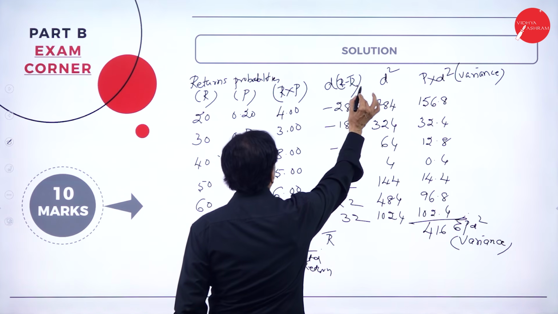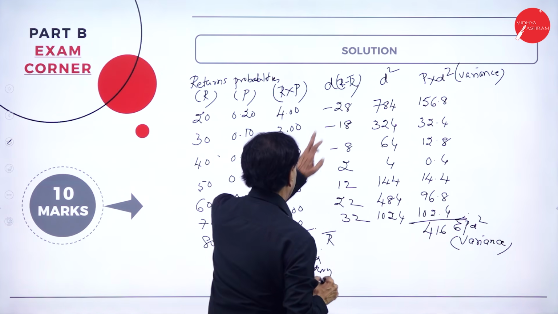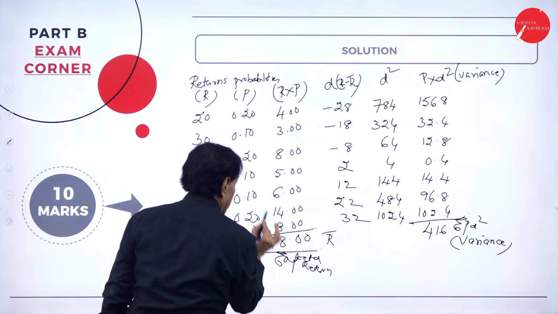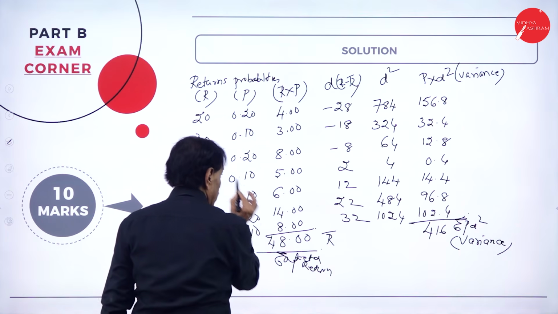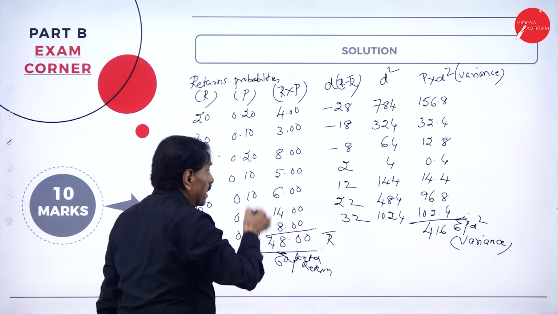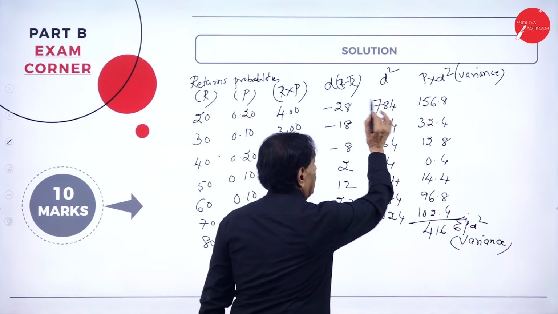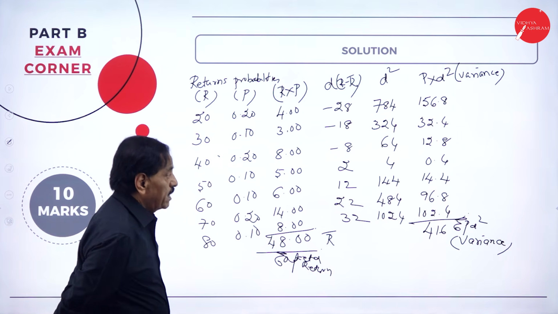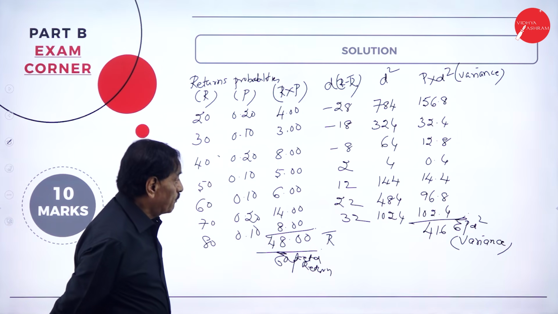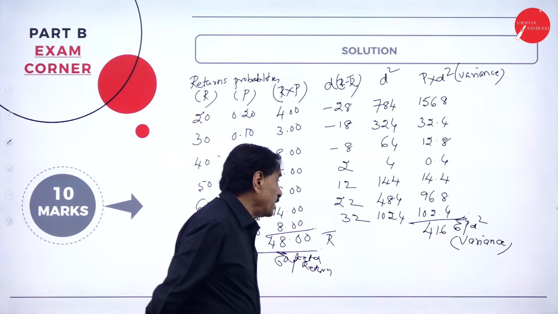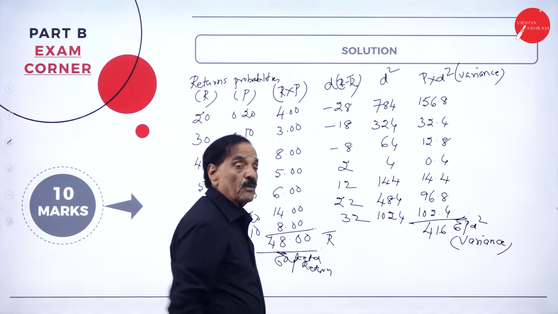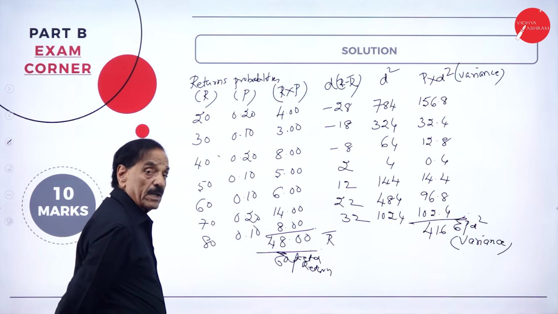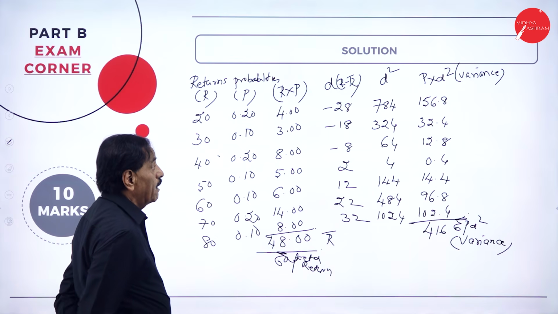D is called R minus R mean. 20 minus 48 is minus 28. 30 minus 48 is minus 18. Like this you have to do. Square this. 28 squared is 784. 18 squared is 324. 8 squared is 64. 2 squared is 4. 12 squared is 144. 22 squared is 484. 32 squared is 1024.